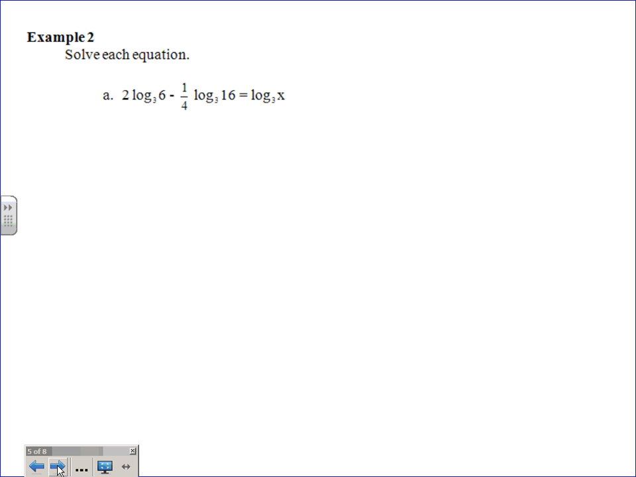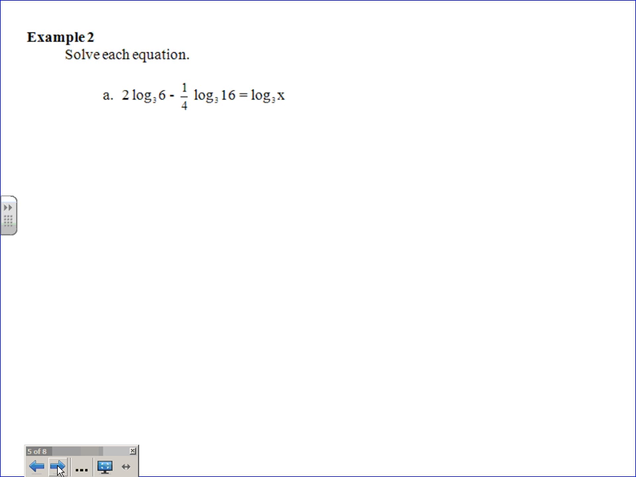Okay, again, this is with multiple logarithms. Do we have multiple logarithms? Yes. Actually, it looks quite complicated. Please realize that actually these first 2 things, 2 log base 3 of 6 minus 1/4 log base 3 of 16, those are just 2 numbers written in really strange forms. Again, another language is all it is.